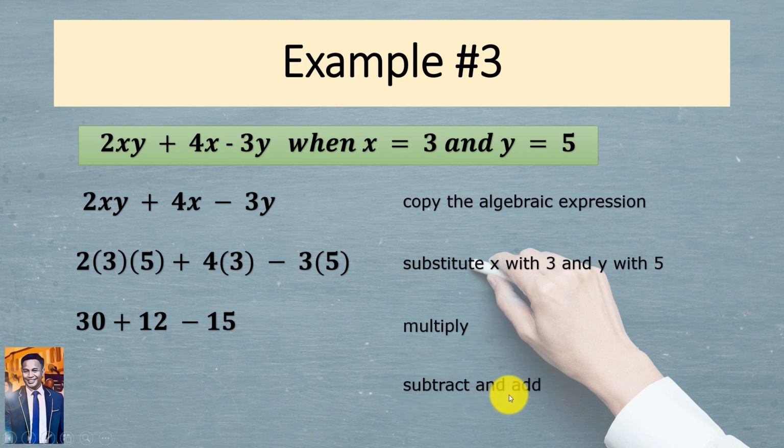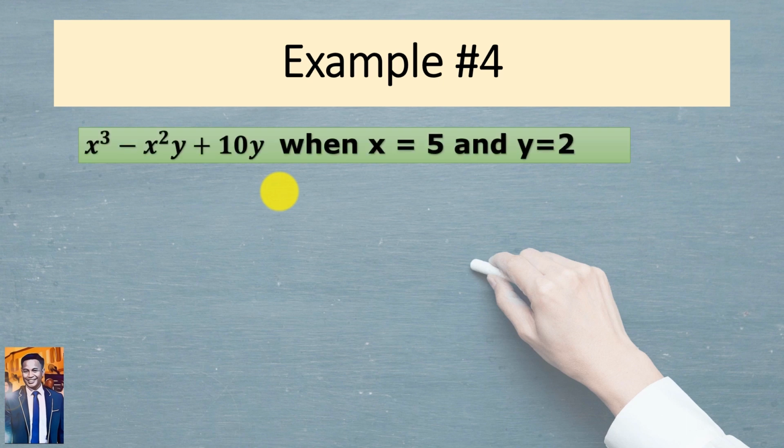Remember, sa ating rule, yung ating addition and subtraction, pwede nang pagsabayin. Just do it from left to right. So, 30 plus 12, that is 42. Minus 15, the answer will be 27. Okay? Next, example number 4.